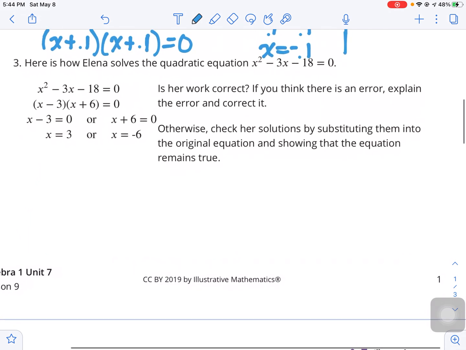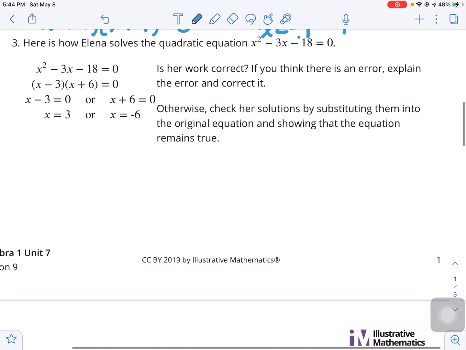Number 3, here's how Elena solves the quadratic equation x squared minus 3x minus 18 is equal to 0. Is her work correct? And if you think there's an error, explain the error and correct it. Otherwise, check her solutions by substituting them and show that the equation remains true. So I was looking at this a little bit earlier. I think she made a mistake. Let me see if I can explain the error.